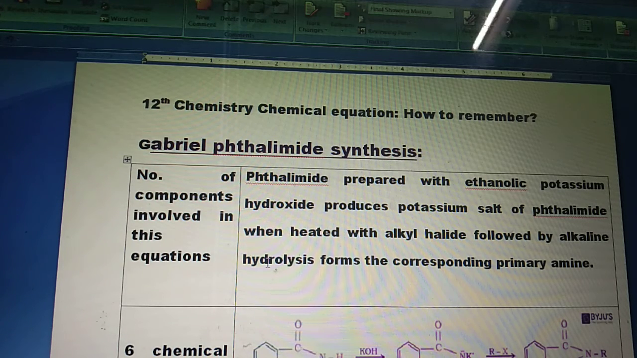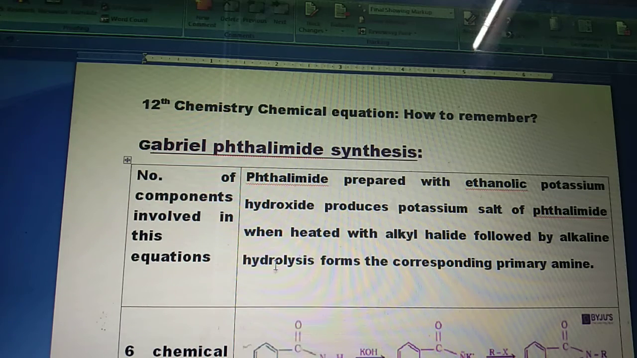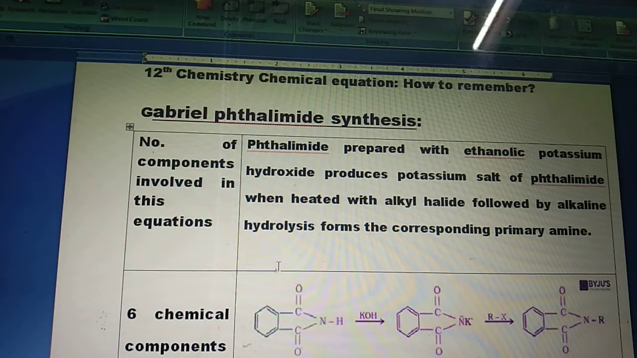How to remember? Gabriel phthalimide synthesis. This is the question. Here we are drawing a chemical equation. In this chemical equation you should not miss even a single point. If you write the equation correctly, you will get full marks. But how to remember it?